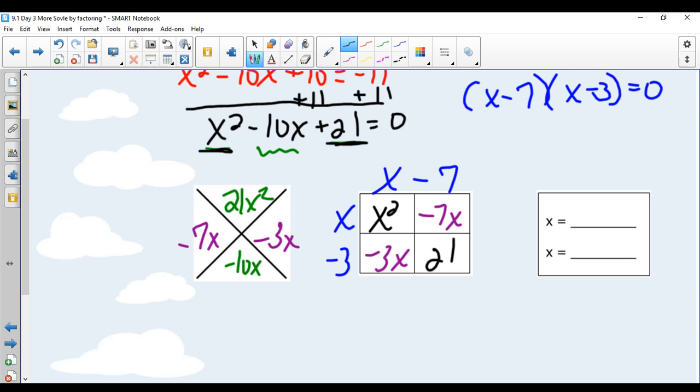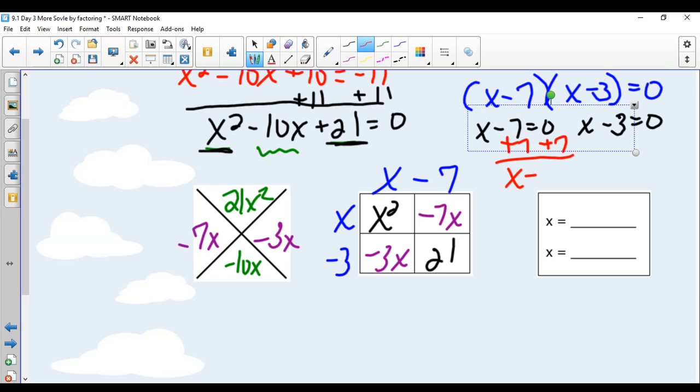So what would it look like as an answer? What would x actually be using our zero product property? Well, I could add my 7 to 0, so I would have x equals 7. Or I could add my 3 to 0, and I would have x equals 3. So 7 or 3 are my two possible answers that makes this work. That's all there is to it.